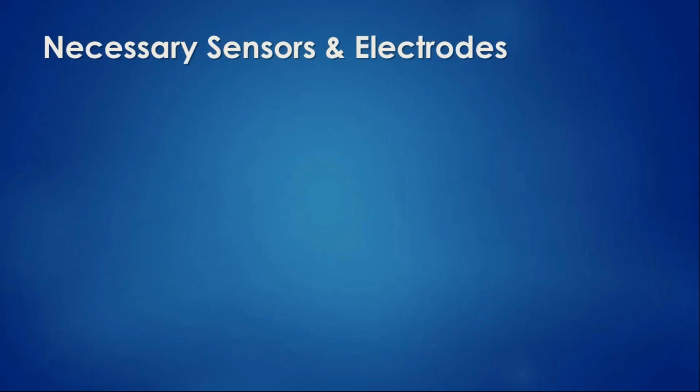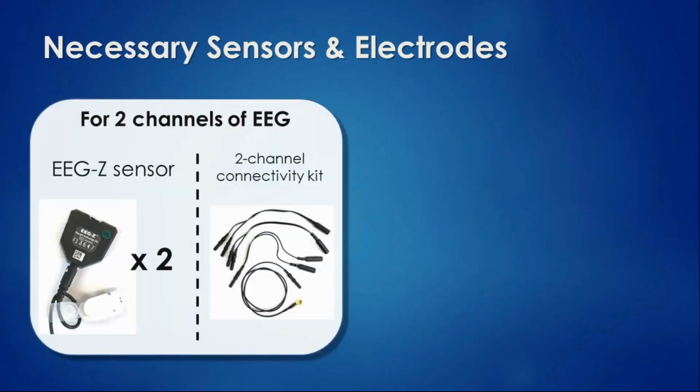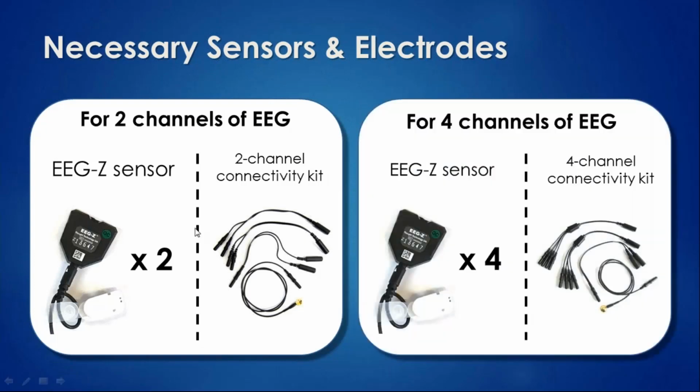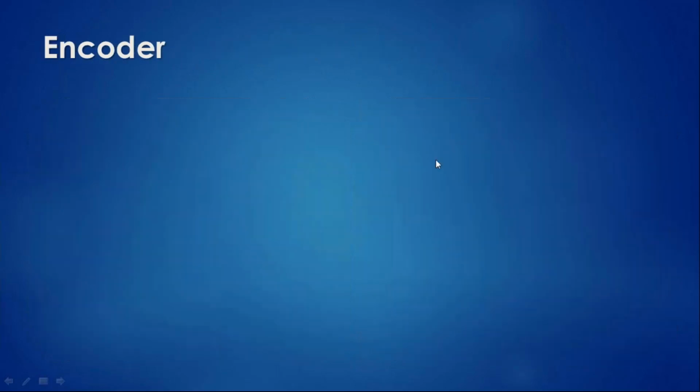So what if you want to be able to do this Z-Score application in your clinic or in your practice? Well, in terms of equipment, the necessary sensors and electrodes are for 2 or 4 channels. So if you want to do 2 channels of EEG, then you would need 2 EEG sensors, as well as a 2-channel connectivity kit to link the references and the grounds. If you want to do 4 channels of EEG, you would evidently need 4 EEG-Z sensors and use a 4-channel connectivity kit in order to link those reference and grounds together.